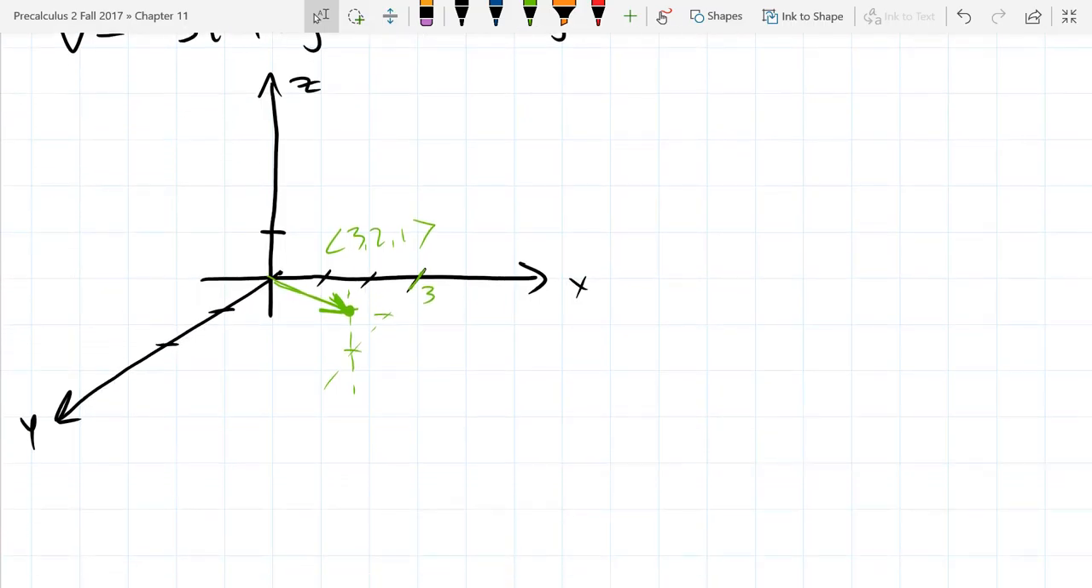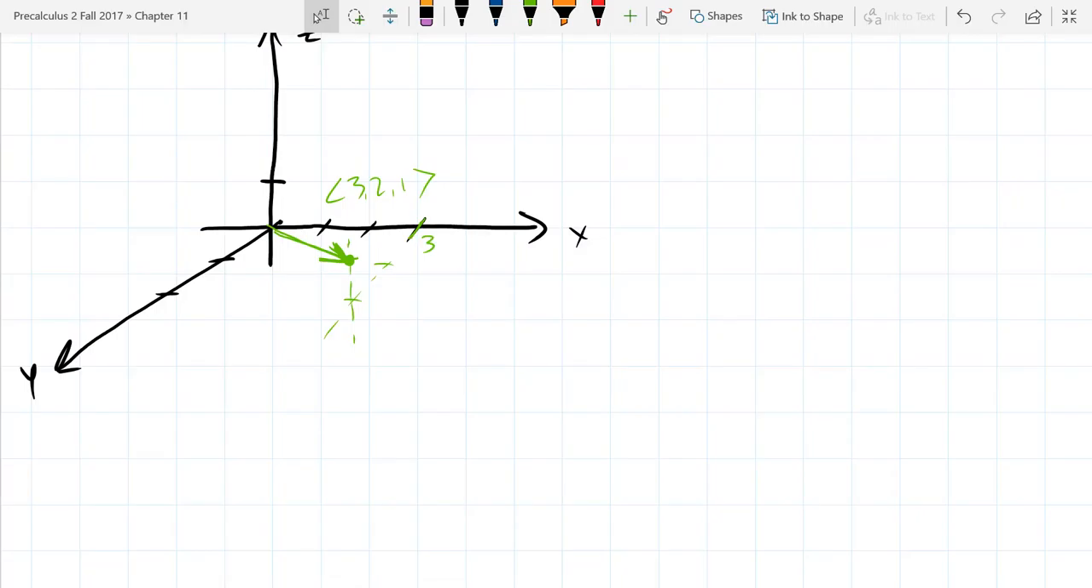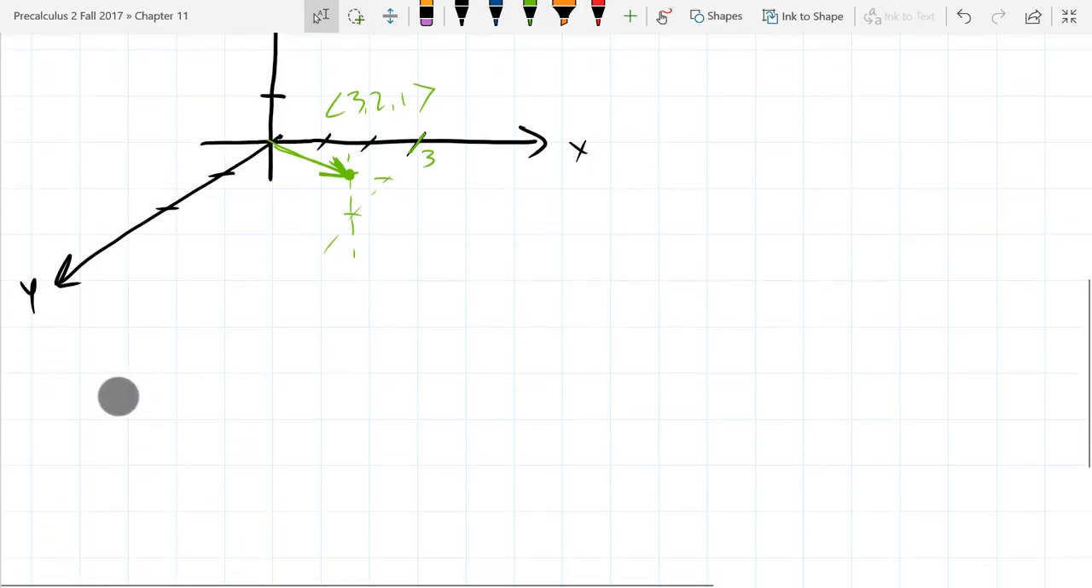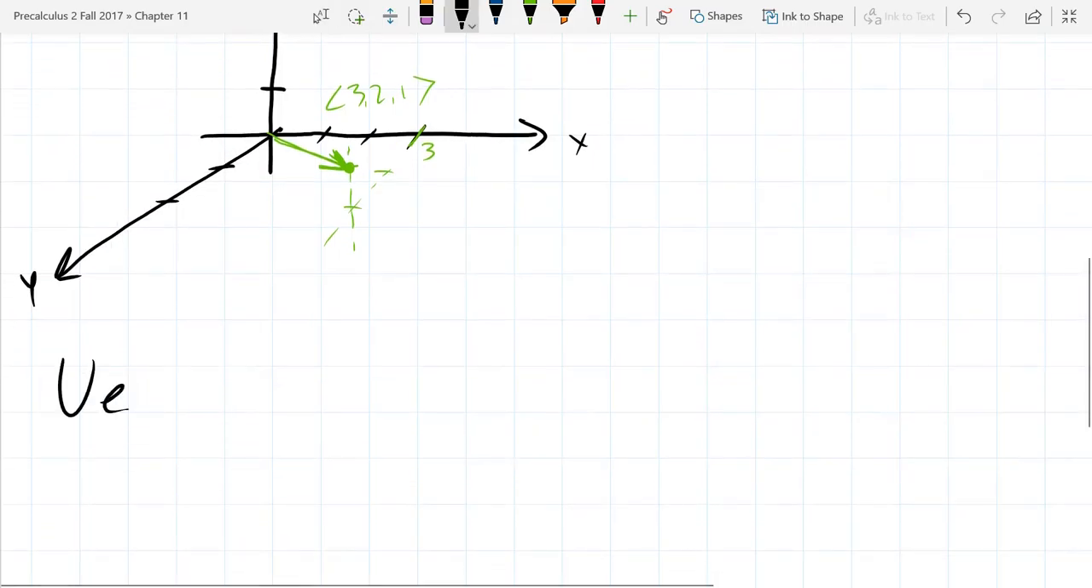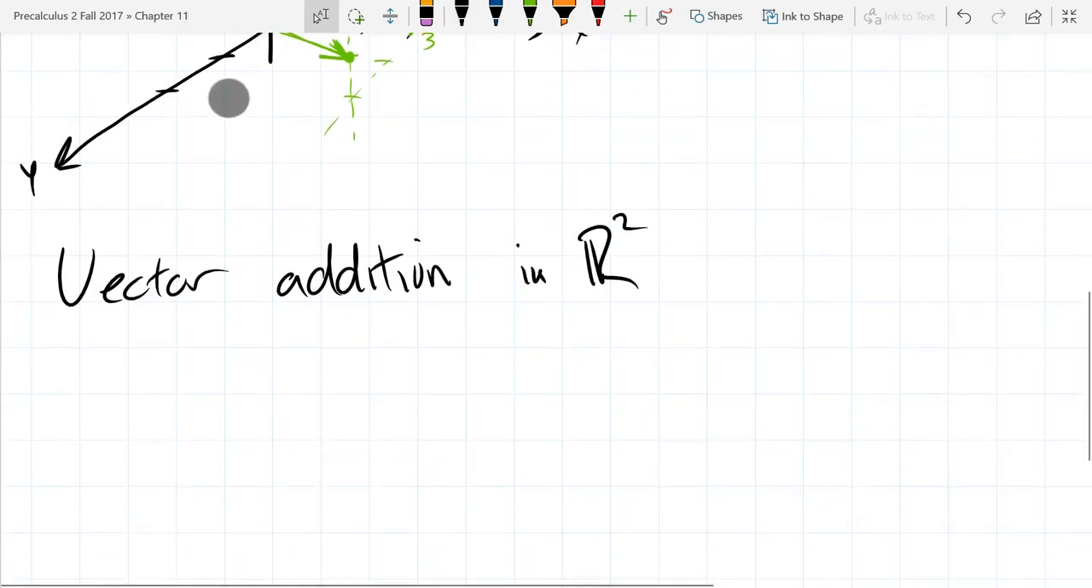All right, so we're not going to spend much time graphing three-dimensional vectors. So we'll start with addition. Almost everything I graph will be a two-dimensional vector. Things work out the same in three dimensions, you just have an extra coordinate. So we'll look at vector addition, and we're going to look at it in two dimensions.